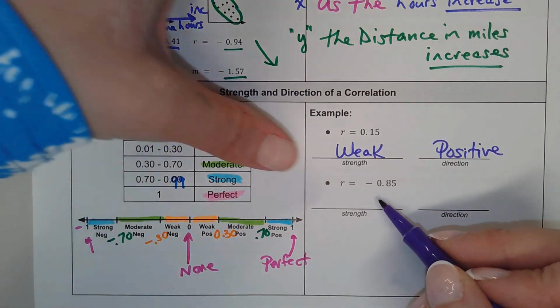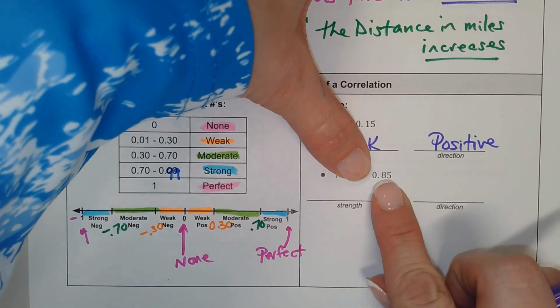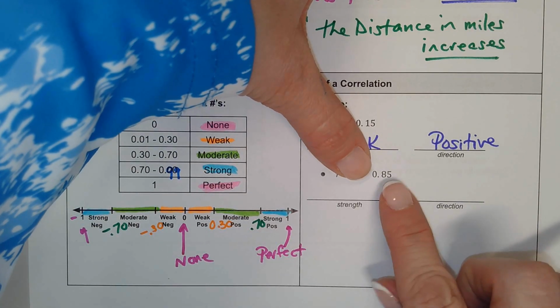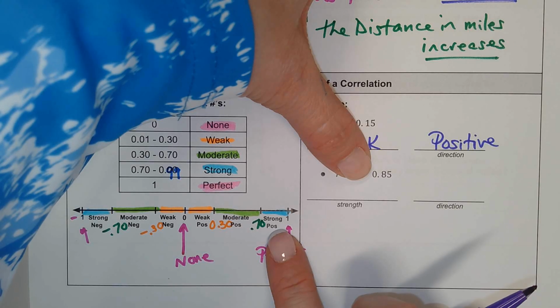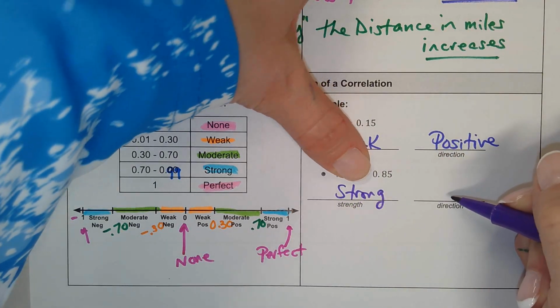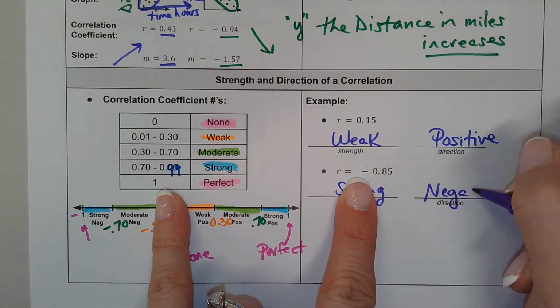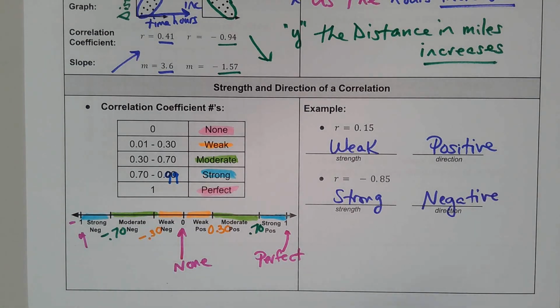Take a look at the strength. Sometimes I cover up the negative side. I don't care about that. 0.85 is a big number. 0.85 is more than 0.70. That is strong. And is it positive or negative? Oh, it was negative. Okay, so it's strong negative. Okay, let's keep going.